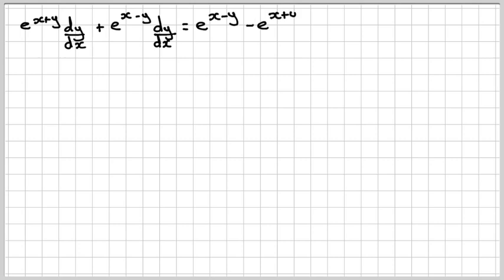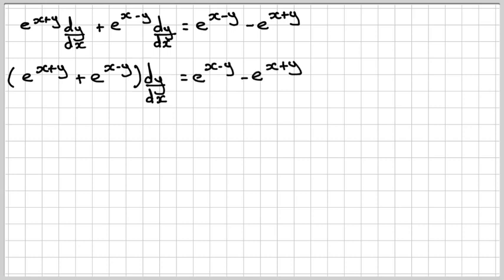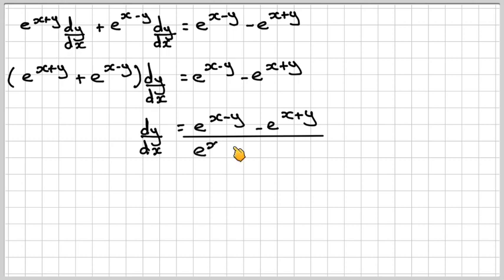Okay, so now we have a common factor on the left-hand side of dy by dx. We'll write that out. So we've got e to the x plus y plus e to the x minus y, dy by dx. And then we'll keep the right-hand side the same. So we'll take this side and we'll now divide it by this side. And then you're going to get e to the x minus y minus e to the x plus y over e to the x plus y plus e to the x minus y.